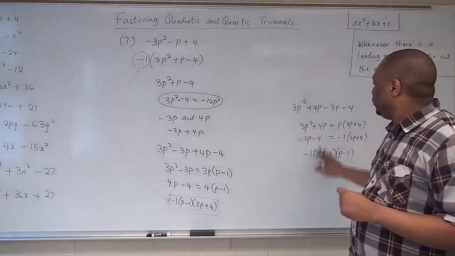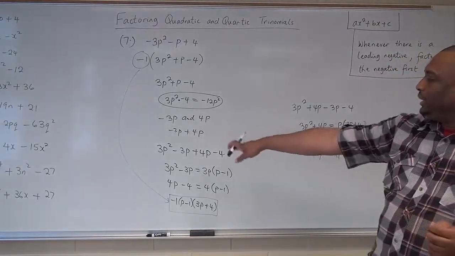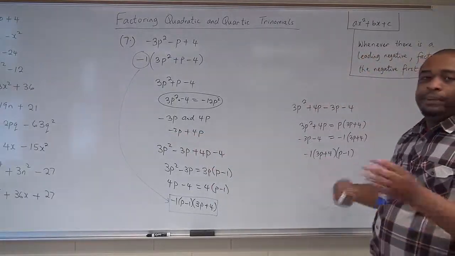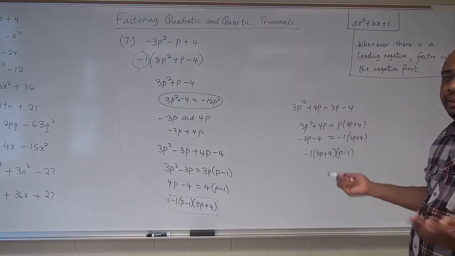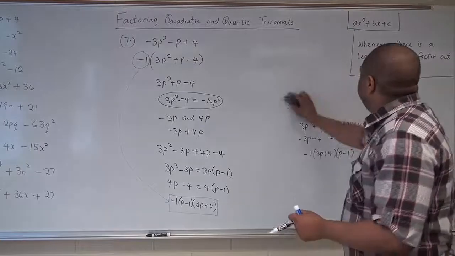I mean, if you don't want to deal with leading negatives, then you have to use this negative 3p plus 4p instead of 4p minus 3p. But it still gives you the same thing anyway. Okay? All right, let's do question 8.